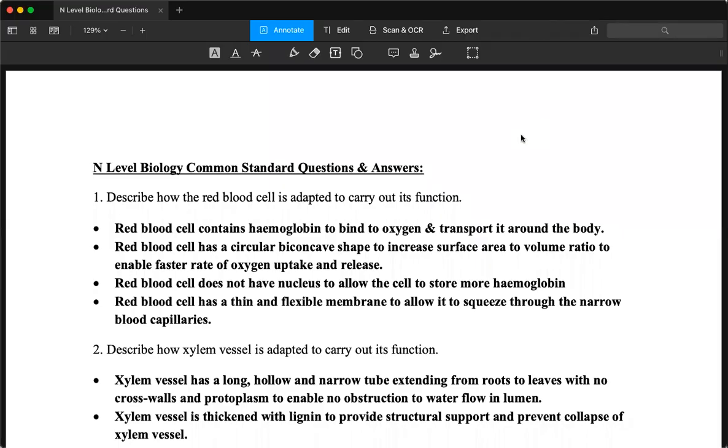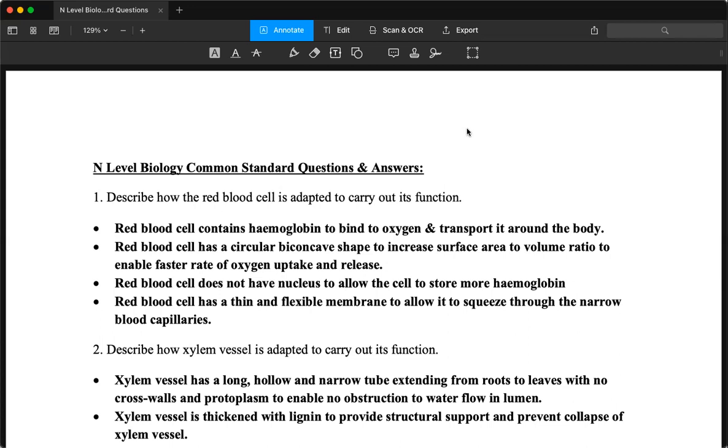Hello, everyone. Today, I'll be sharing some common standard questions and answers in the N-level biology syllabus of the Singapore version. I'll be going through 30 questions with answers. These are the standard questions and answers that normally appear in school prelim papers and the GC N-level examination paper. I'm going to use this opportunity to share with students how to answer standard questions.